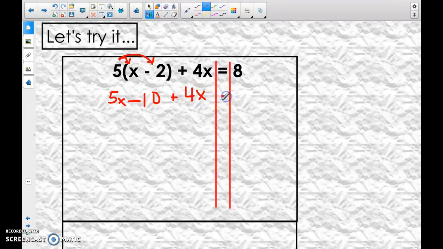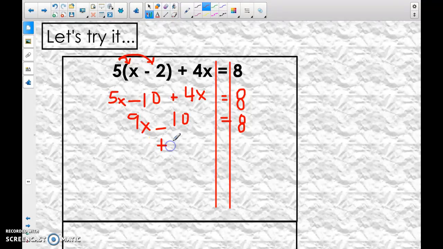So we'll see here, we're still not left with a two-step equation, which means we've got to combine some like terms here. We've got 5x's and another 4x, which will give us 9x minus 10 equals 8. Now we notice we've got our problem pretty much simplified, so step 1 is done. Now I've got a two-step equation.